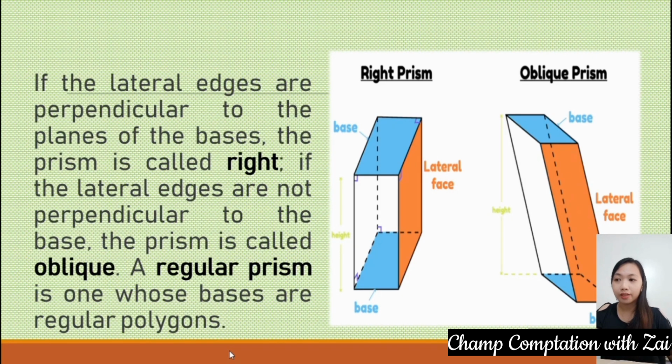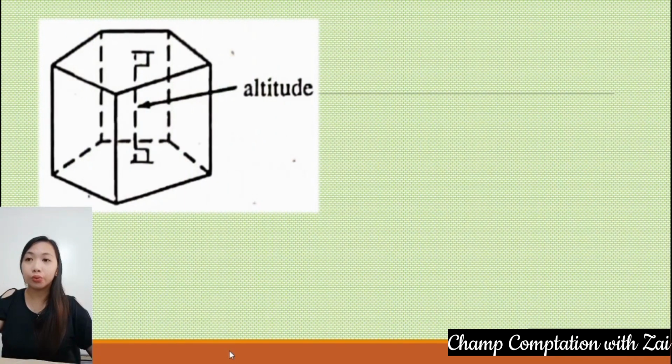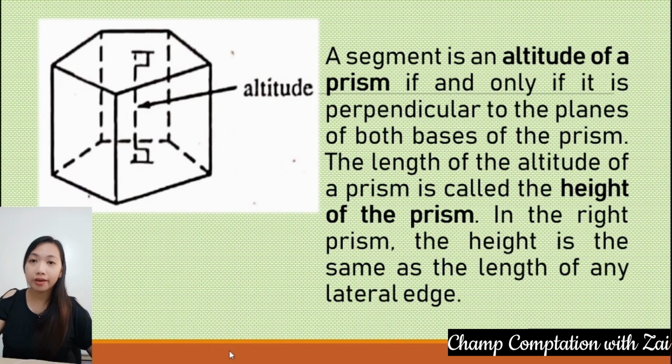So you know what the regular polygons are. So we have square, rectangle, heptagon, hexagon. Okay, so those are called regular prisms. A segment is an altitude of a prism if and only if it is perpendicular to the planes of both bases of the prism. The length of the altitude of a prism is called the height of the prism. In the right prism, the height is the same as the length of any lateral edge.